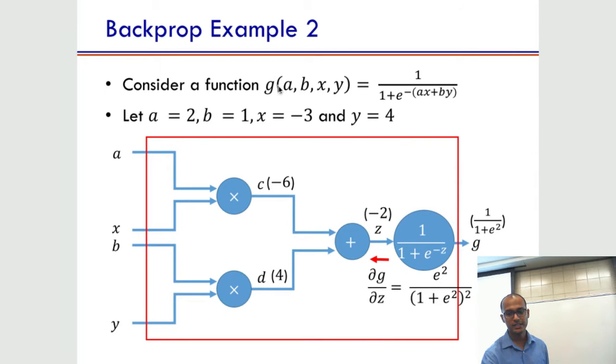We want to compute the gradient of g with respect to a, with respect to b, with respect to c, sorry, with respect to x, and with respect to y. I've given you some nominal values a, b, x, and y. So at this current input, tell me the gradient of the output with respect to the current input. That's the question. And how do you do that?